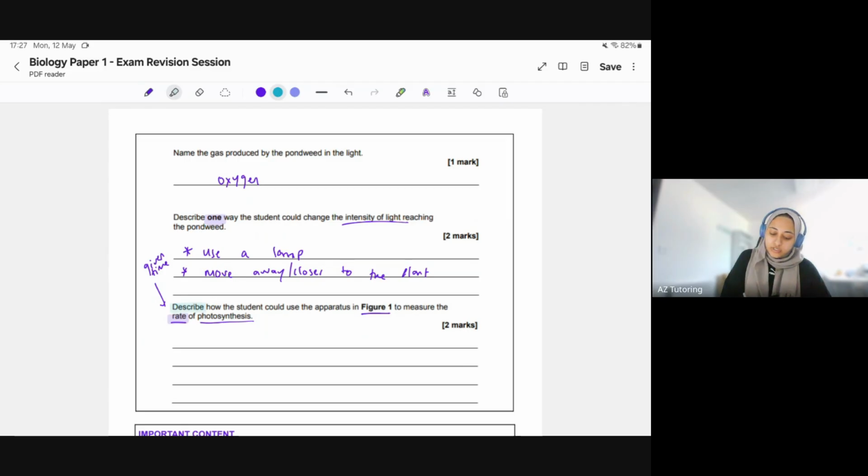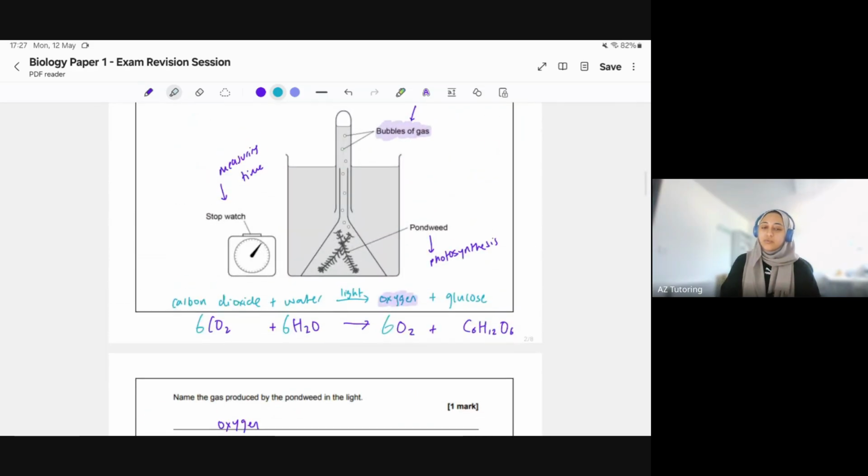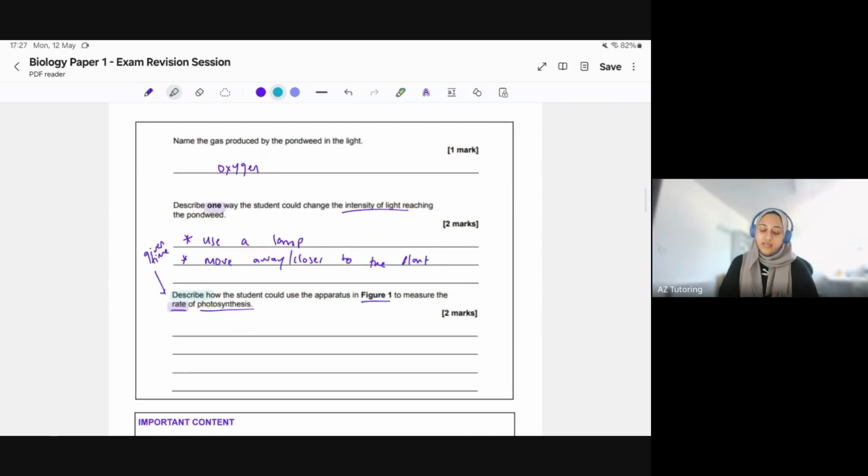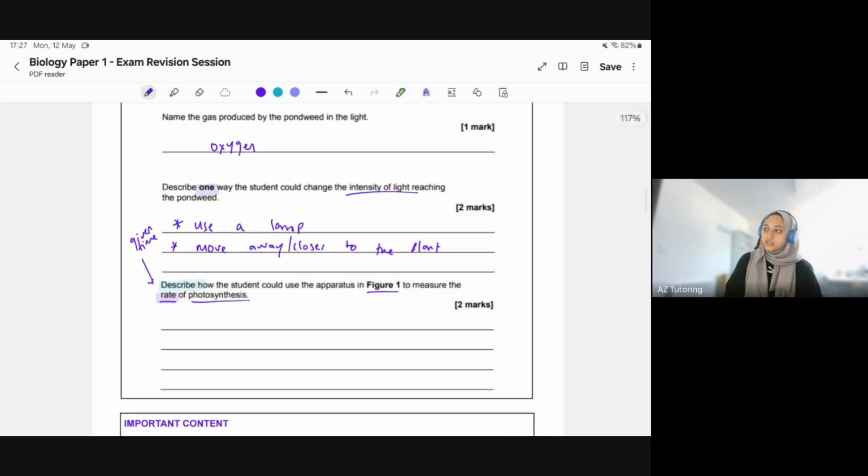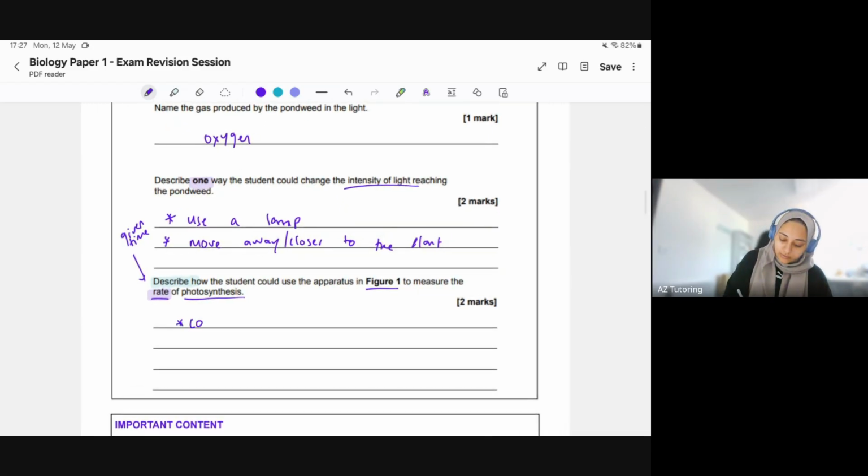The examiner's report does say that a lot of people did explain what happens, that if there was no photosynthesis happening, then there would be no bubbles. The question's not said explain, it says describe what you would do to measure the rate of photosynthesis. So what you would say is you would count the number of bubbles. That's your first mark out of the 2 marks. And since it's rate, you always have to say in a given time. So that's your 2 marks.